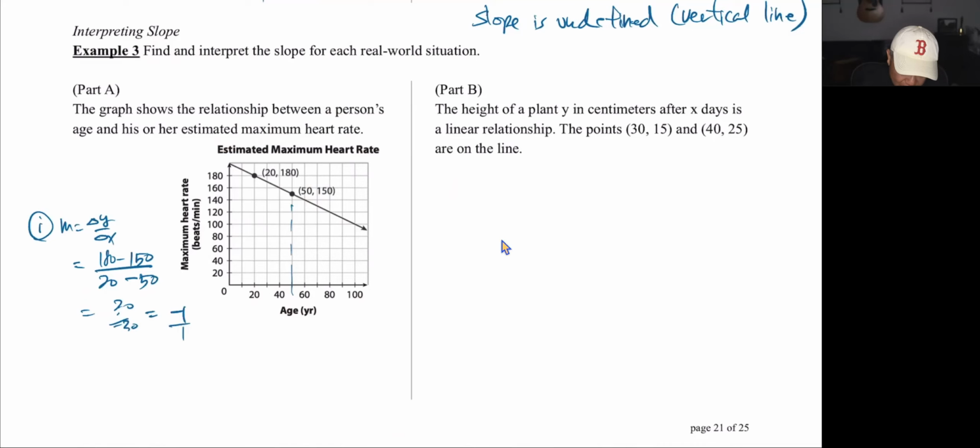Let me write a little neater. I'm not happy with that handwriting. It's worse than usual. Okay. So the age increases, right? So let's keep that positive. So the numerator is negative. So what that means is what?